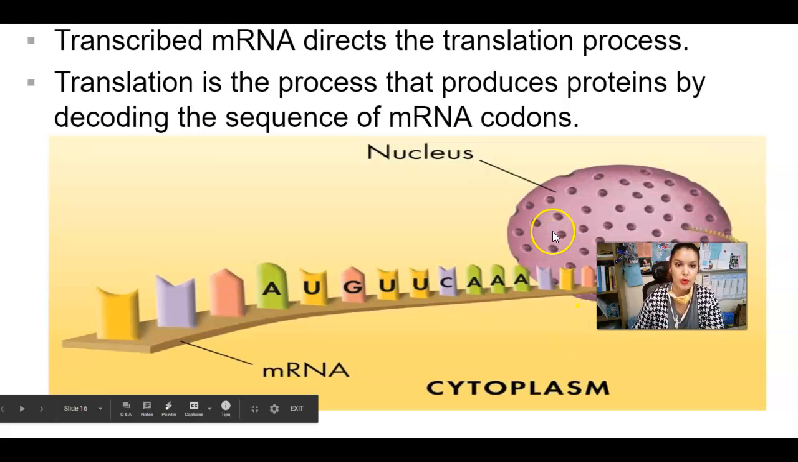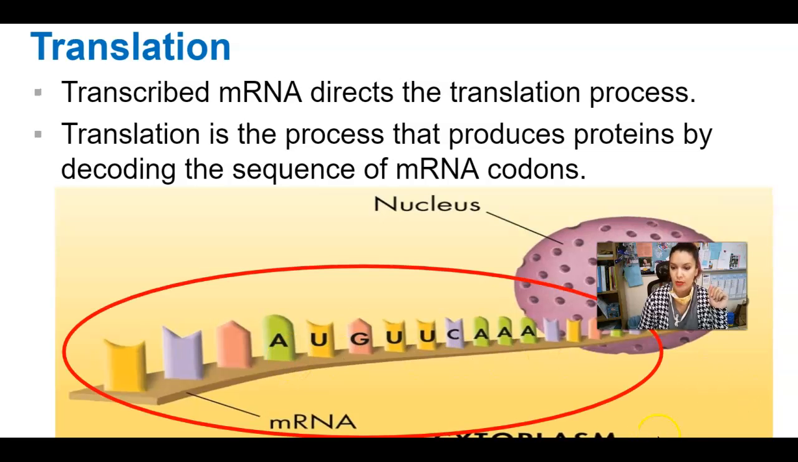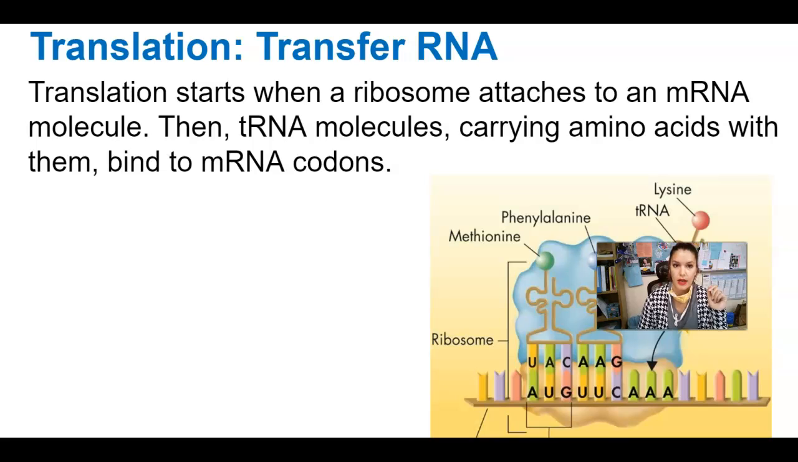Okay, so now we are talking about something fancy. All right, so we already did transcription, which is when the mRNA is being made. So transcription has already happened at this point, and now we are looking at translation. So transcribed mRNA, there it is, directs the translation process. Translation is the process that produces the proteins by decoding the sequence of mRNA codons. So we will decode this mRNA, and that is the process of translation, and we'll ultimately be making proteins out of it. All right, so you need the other 2 types of RNA now.